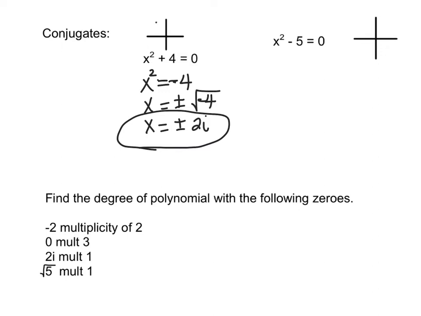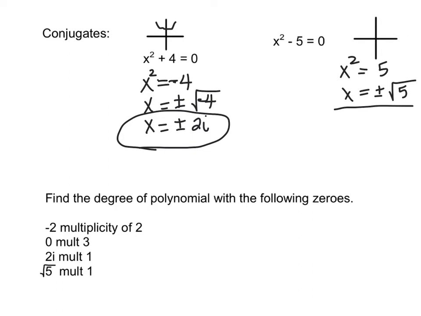A polynomial graph where it doesn't cross the x-axis. So it looks more like this. Now, if I were to apply the same process here, I would have x squared equals 5. And so it's positive. It doesn't have an i in here, but it's once again a pair. It is plus or minus the square root of 5. And these always happen in pairs.